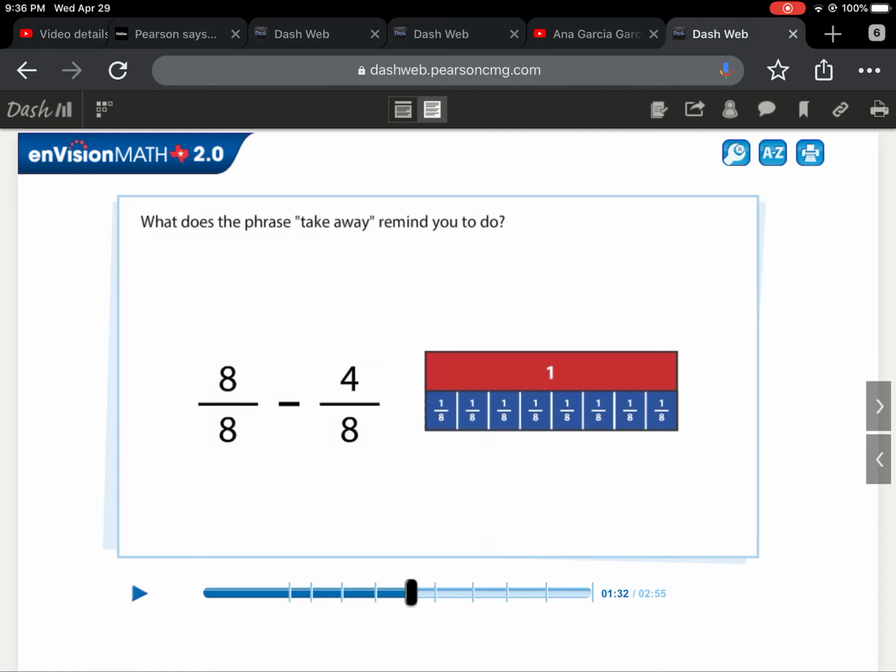Remember, boys and girls, that we're cutting it into eighths because the denominator says 8. So we're cutting it into 8 equal parts. So in total, there's 8 equal parts, and they want me to take away. The phrase "take away" reminds you to subtract.